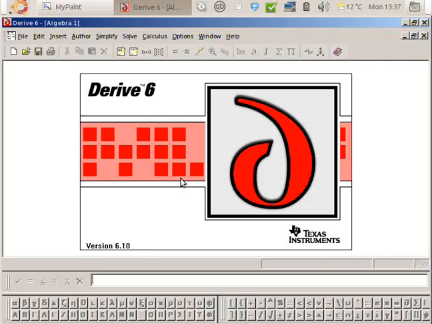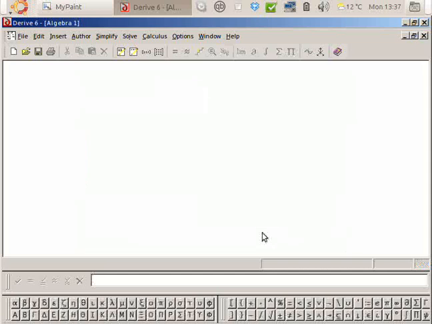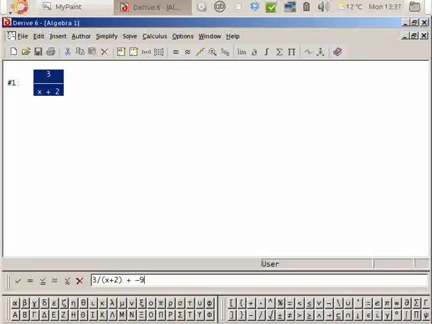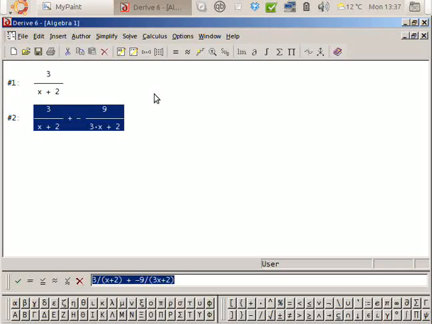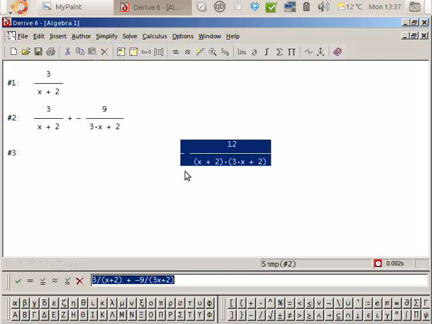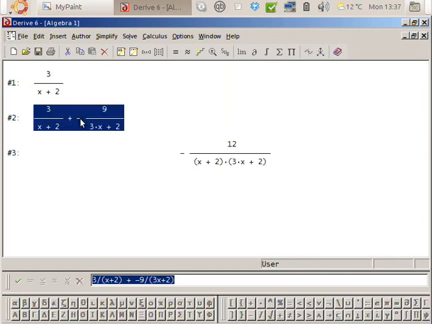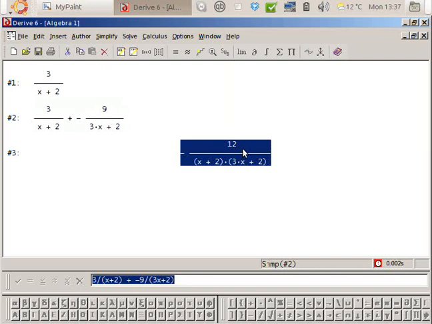Okay. What was the A? 3 over x plus 2, plus minus 9 over x plus 3x plus 2. Yep. So if I add these together, see, that's the original question, isn't it? Yeah, it is. Oh, but they didn't multiply the bottoms. But it is the original question. So you can see, if you add these, you do get this. That was in the question, okay?